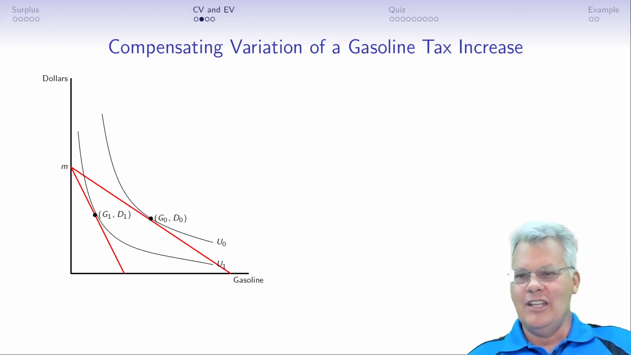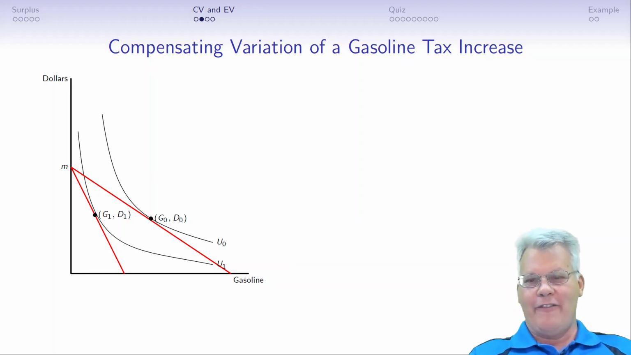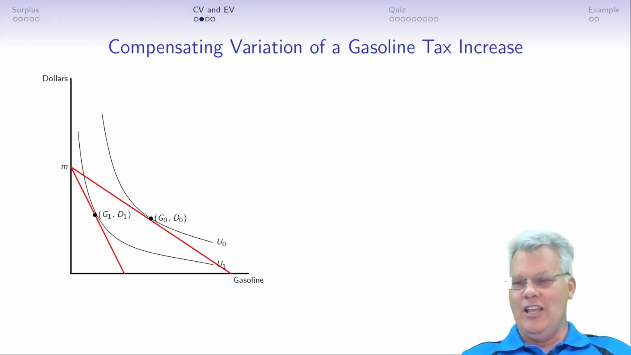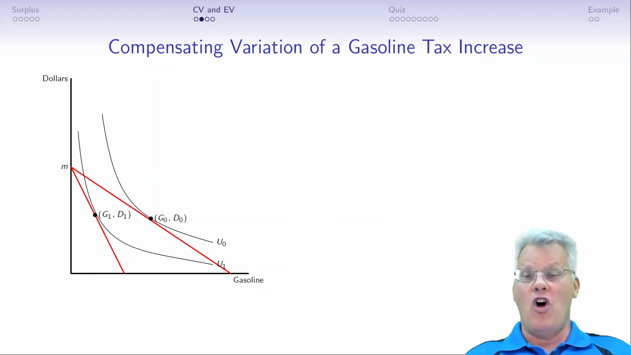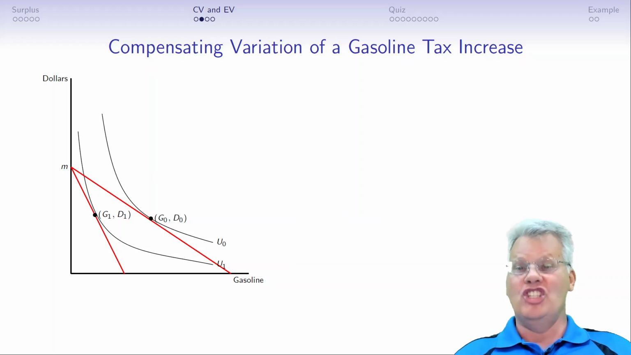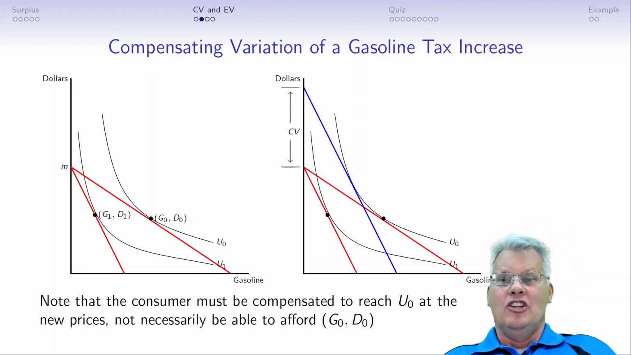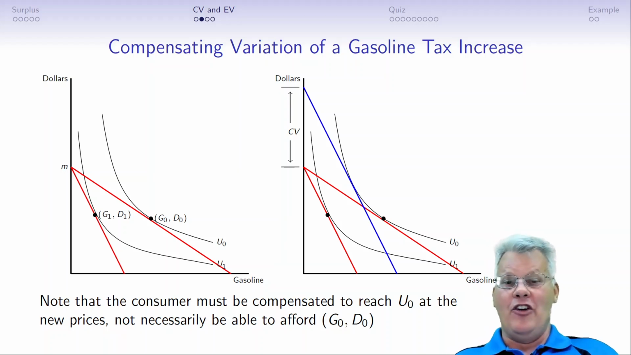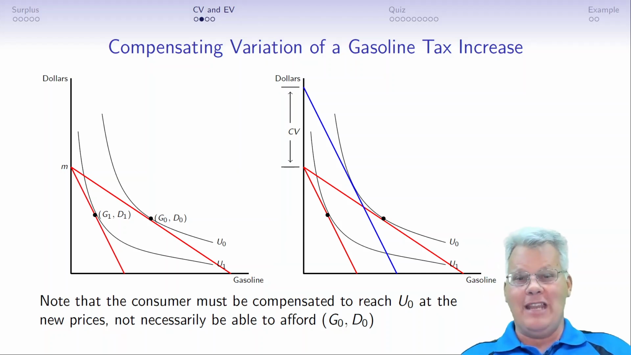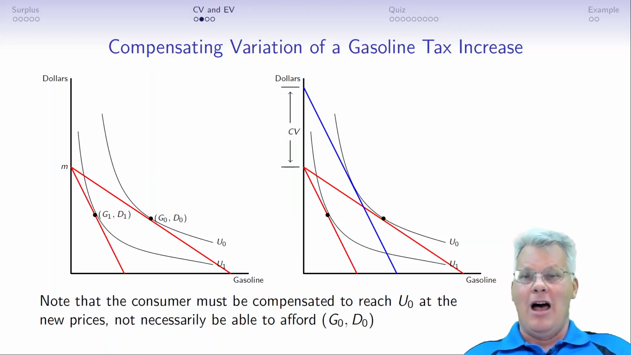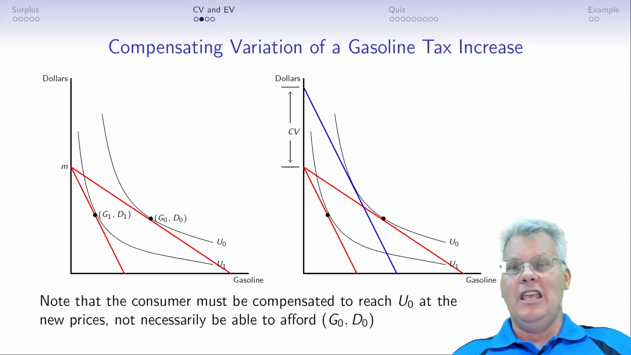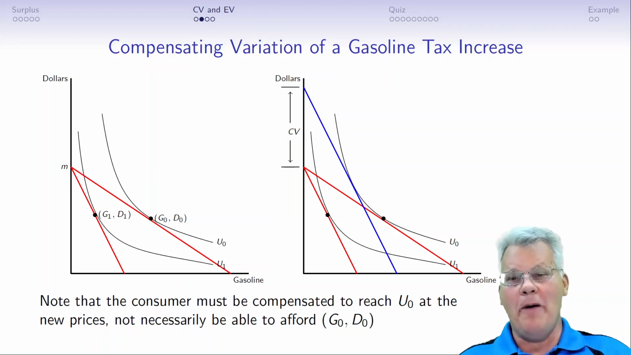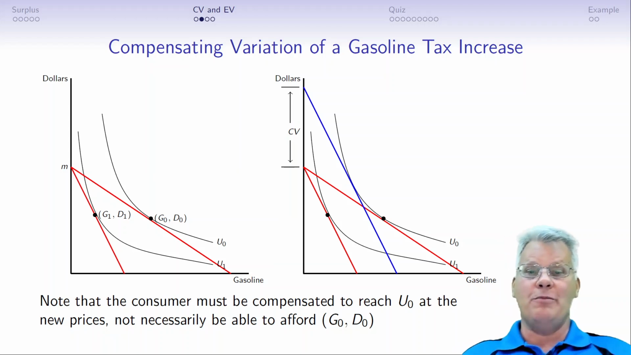Okay, so here we have it. The government imposes a gas tax, so the budget line for gasoline pivots inward, and my gasoline consumption falls from G sub 0 to G sub 1. To calculate the compensating variation, the government has increased my gas taxes.